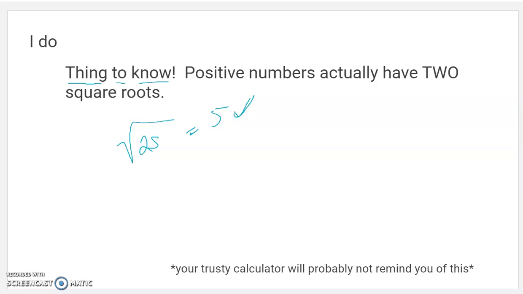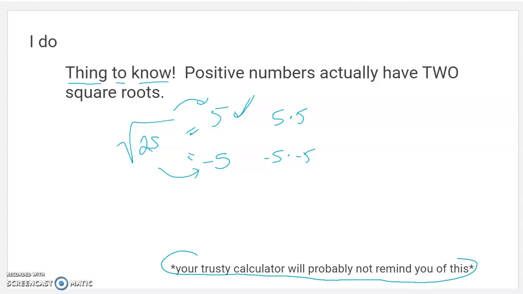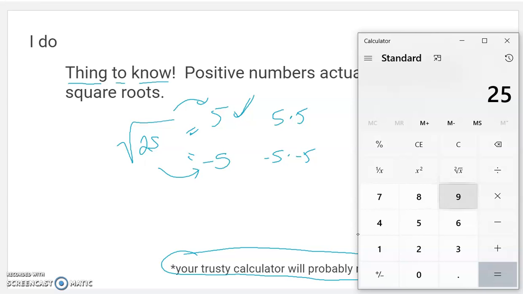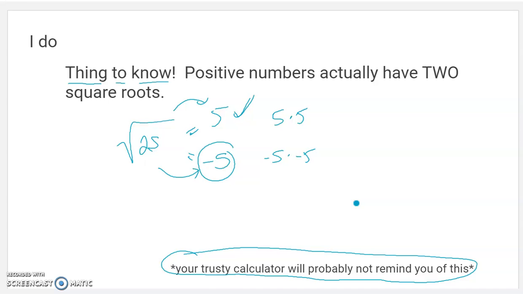But there's actually another number. 5 times 5 is 25, that's why that's true. But there's another number too. Negative 5 is also a square root of 25, because negative 5 times negative 5 is also 25. So positive numbers actually have 2 square roots. I know I've mentioned that a little bit. It's hard to remember. Your calculator is never going to tell you this. Calculators make math easier, but they don't necessarily do math for you entirely. If I do the square root of 25, it's only going to tell me the positive square root. I have to be smart enough to know it actually has 2.